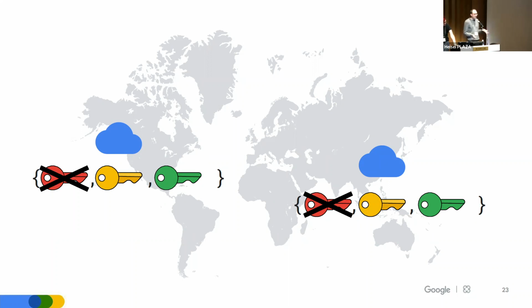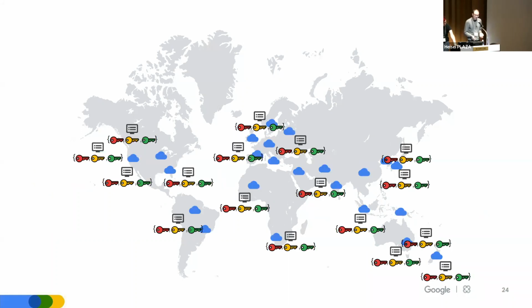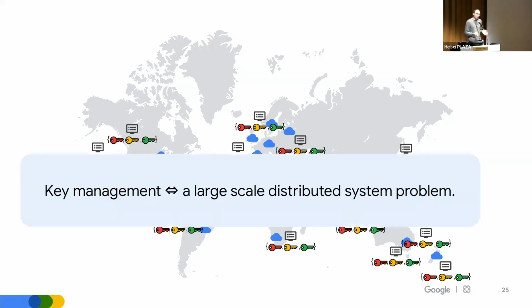Now, unfortunately, in practice it's not that simple, and it looks more like this. You have many, many different locations, and at each location, many instances of a service might access this key. This might be even more complicated by, for instance, public keys. Some services might only need the public key, some need the private key. Overall, the whole key management becomes a very large-scale distributed systems problem.